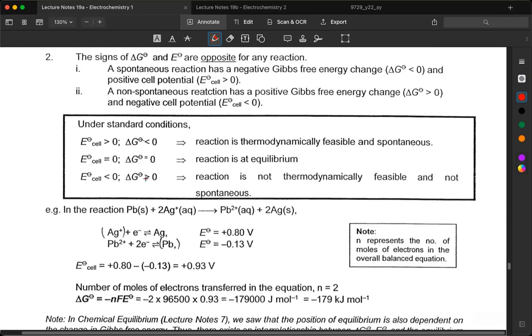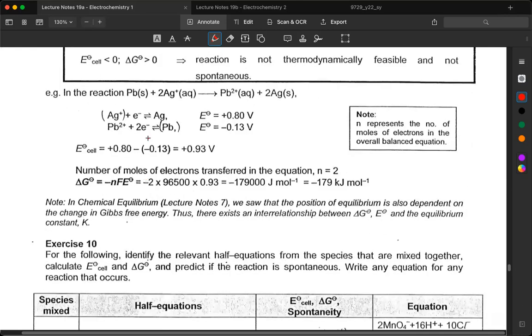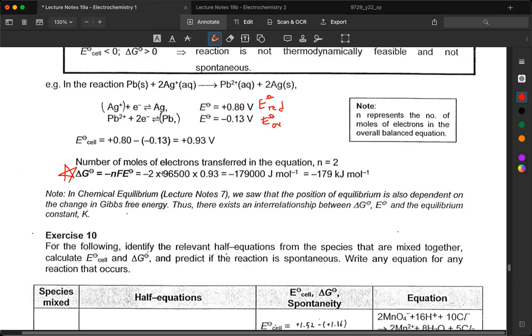Okay, I will not elaborate. So, let's look at an example. So, you have this reaction Pb plus 2Ag plus to form this. So, first of all, you write the E0 cell first. So, identify what is the E0 reduction and oxidation. So, this is always the first step. And you take this minus this because it's negative, so it becomes minus minus plus. And then you sub into this equation. 2 times 96500 times 0.93, you get this. Number too big, so convert to kilojoules.